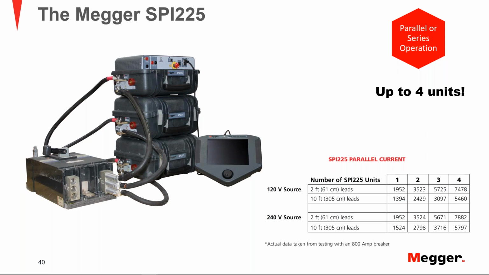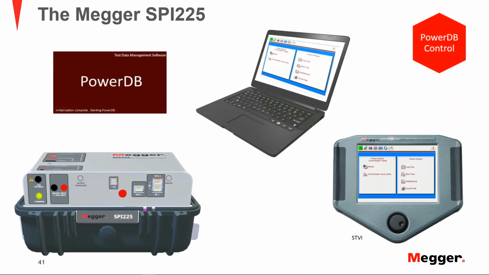Although not useful for ground fault protection, a SPY 225 can be parallel or series connected with up to 4 units to increase either the current or the open circuit voltage capability. If you're familiar with PowerDB, our power testing management software, that is what we use to control the SPY, either with that computer or with a dedicated touch view interface. The software looks and behaves the exact same on both the touch view interface or the computer.